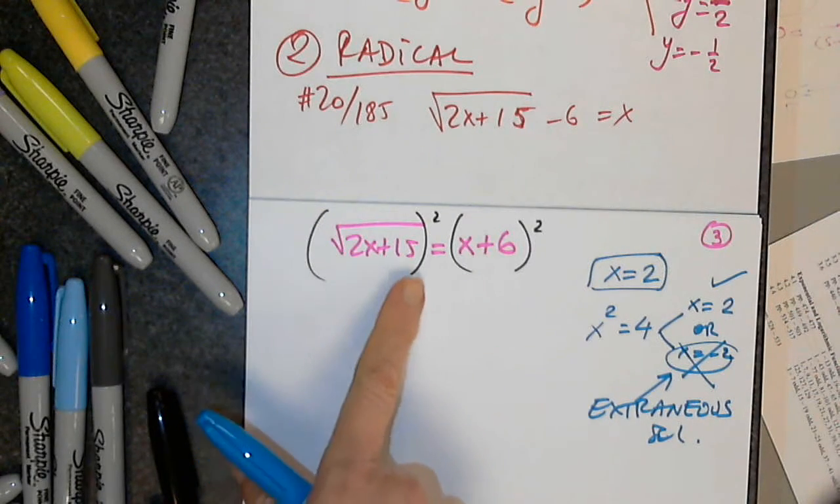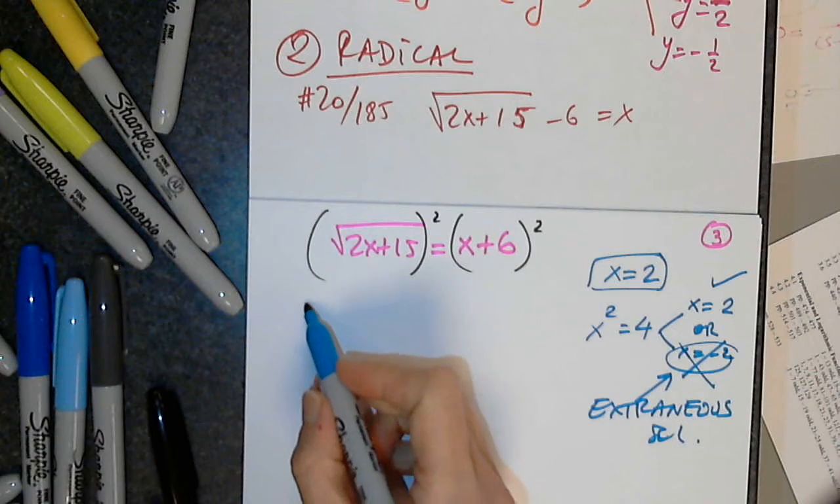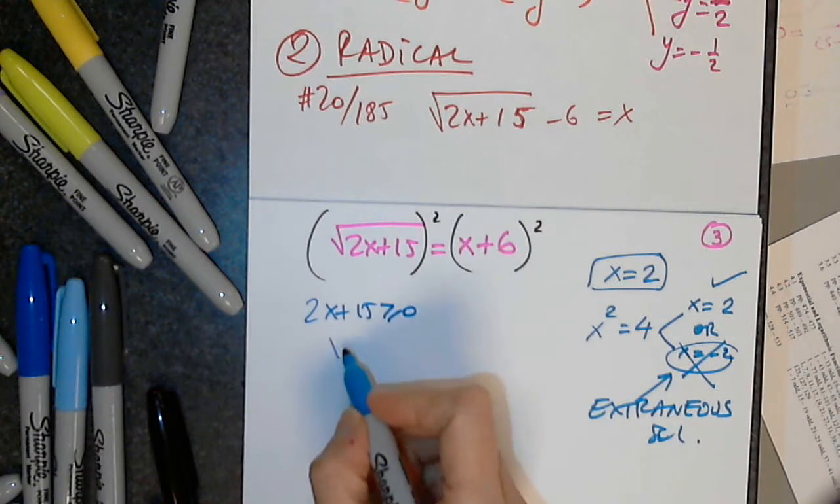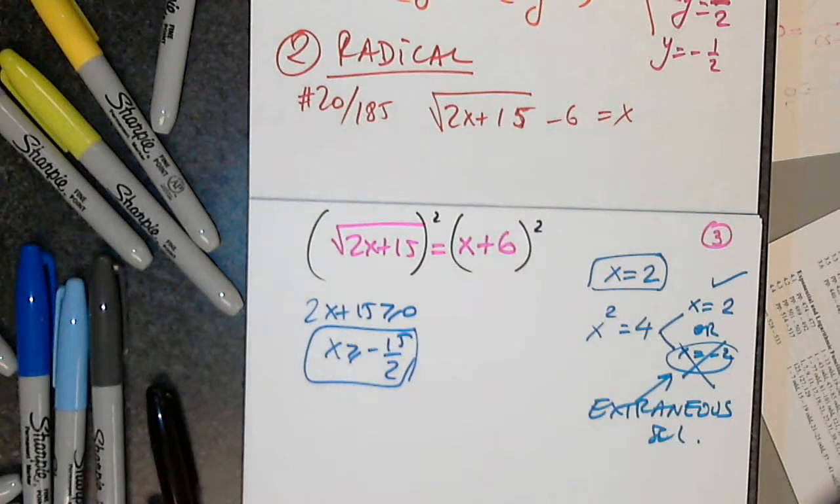So the domain of this is 2x plus 15 greater than or equal to 0, because it's under the square root. So if the solution I get is in that domain, it's going to be okay. If it's not in the domain, it's not going to be okay. So if you state the domain, it's still technically correct. So if I get solutions that are to the right of -15/2, they will be accepted. If I don't, they will not be accepted.